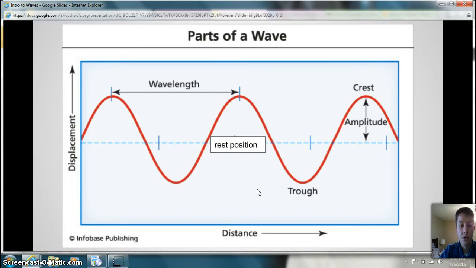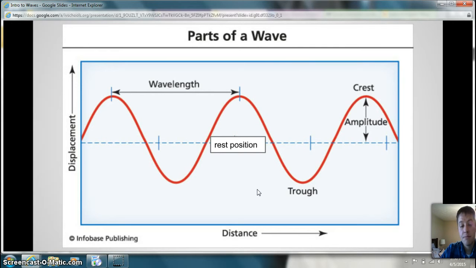But let's start off with the crest. Find the crest and find the trough. The crest and the trough are the two points at which the matter is at its highest energy state. The reason why it's at its highest energy state is because it is farthest from the rest position. The rest position is where matter would normally be if it's not being disrupted. But along comes a disruption and it makes it go away from that rest position. So crest and trough, same thing, just opposite directions.